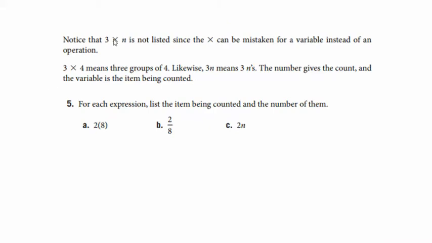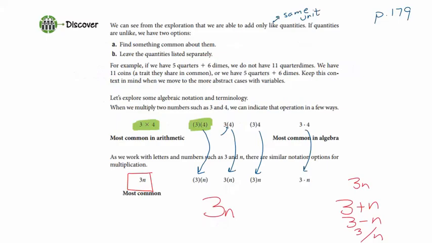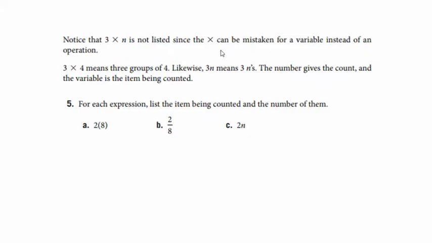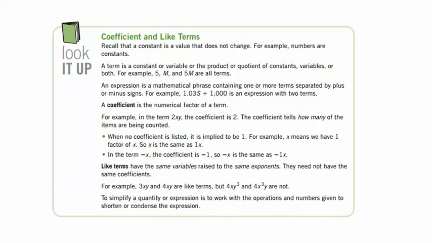So notice that 3 with an x n is not listed in these options because x can be mistaken for a variable. So we don't really want to use it for multiplication anymore. Alright, I think we're going to skip number 5 actually, and let's just go to this business, which is in the middle of page 180.